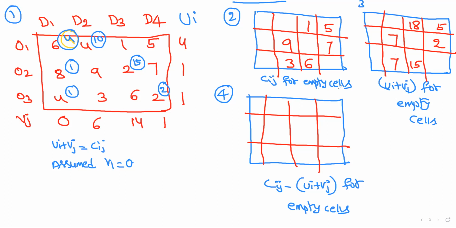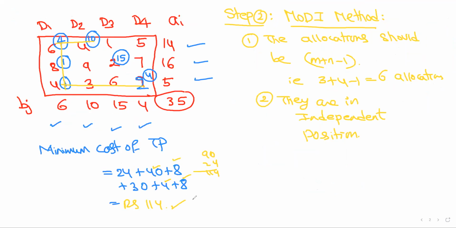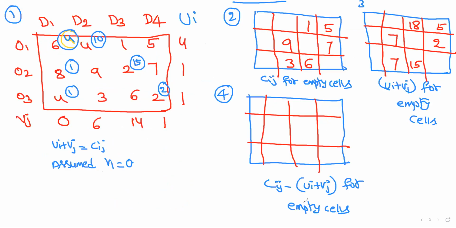So first we calculated Cij for empty cells. Now Ui plus Vj for empty cells. Wherever you have empty cells, the corresponding row and corresponding column Ui and Vj values we have to add. I added. Now I have to do subtraction, Cij minus of Ui plus Vj for empty cells. If I get all positive, then I can say the minimum cost of transportation is 114 rupees only. If you get any negative, then there is a chance to reduce the amount. So now I'm going to find the subtraction.